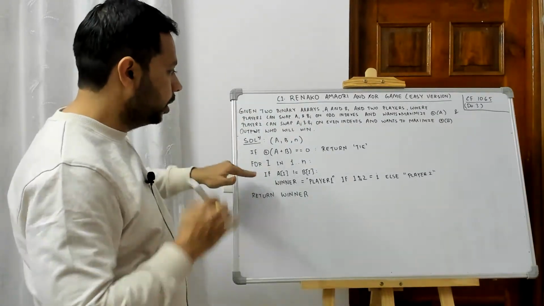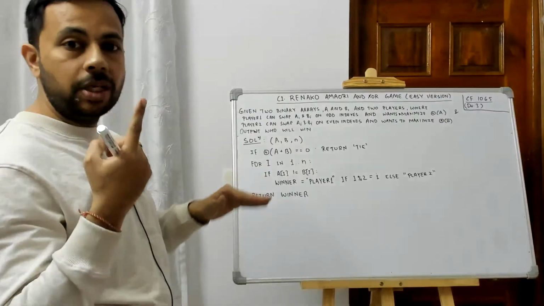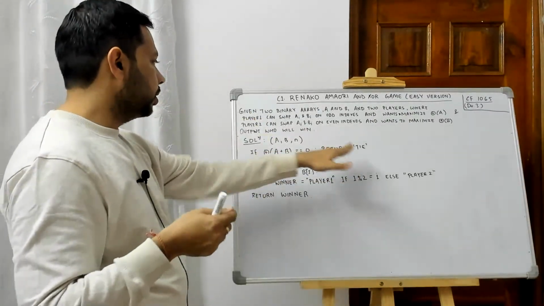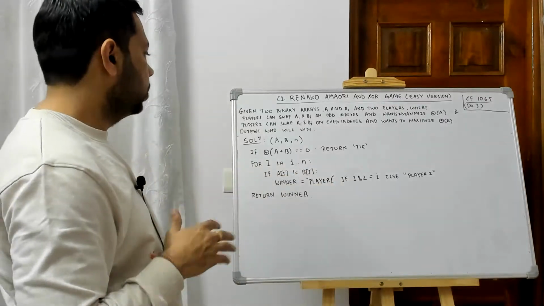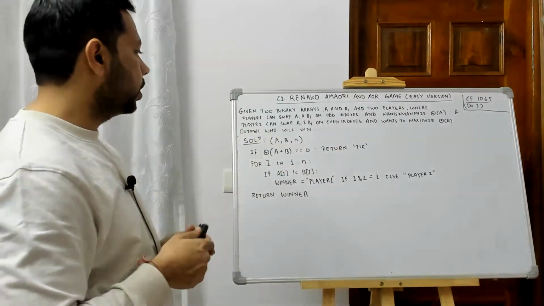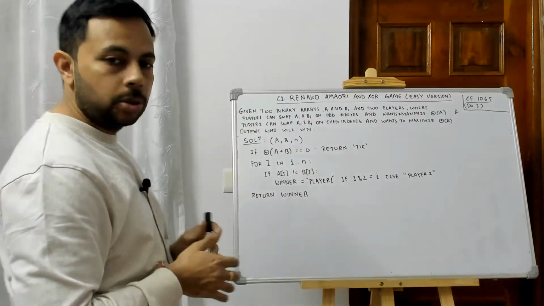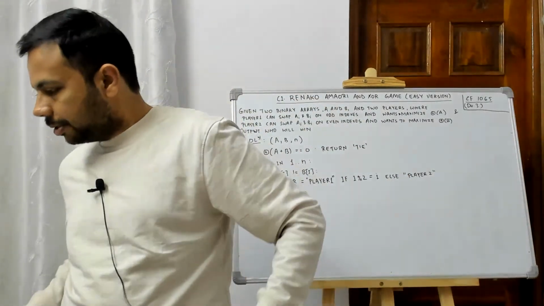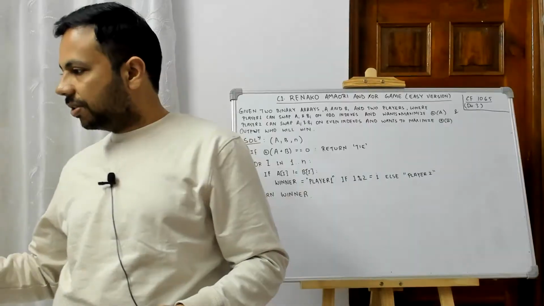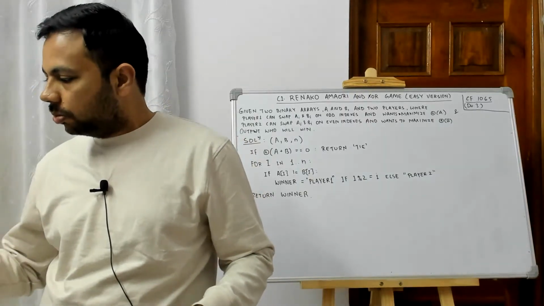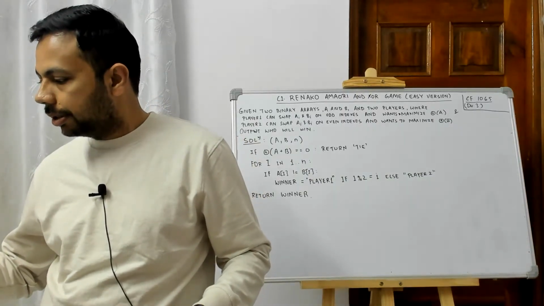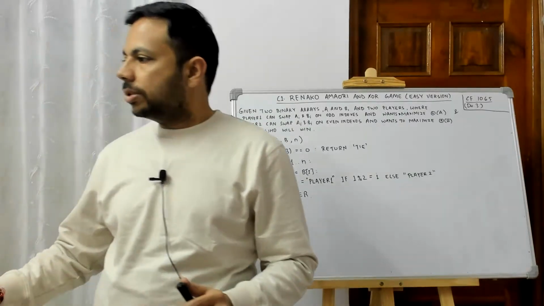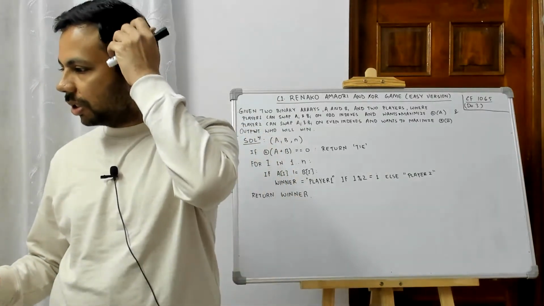This has to happen. It has to be at least at one place they have to be different if this is not equal to 0. Otherwise, if it is equal to 0, you always return tie. So that's the overall code. It's very simple, but it is mathematically challenging. So just get used to this level of difficulty. Now, this is question number 1.